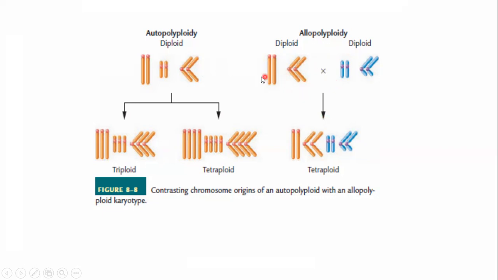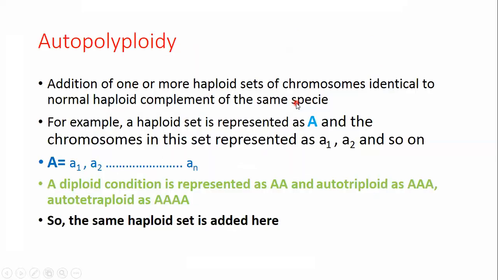You can see here that on the basis of color, these are distinguished. In autopolyploidy, the same color represents that the same identical haploid sets are being added. While in allopolyploidy, two different colors are shown, which represents that different haploid sets are being added, and this can cause allopolyploidy. So let's discuss them one by one.